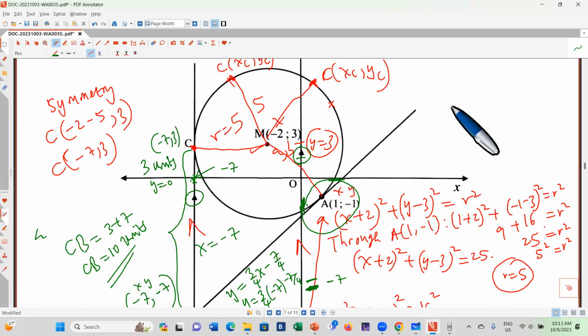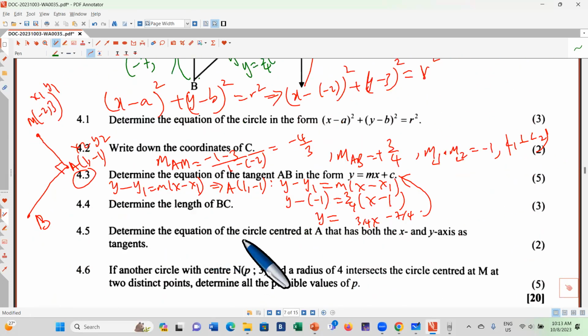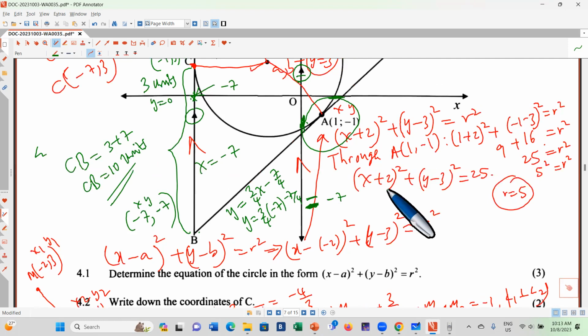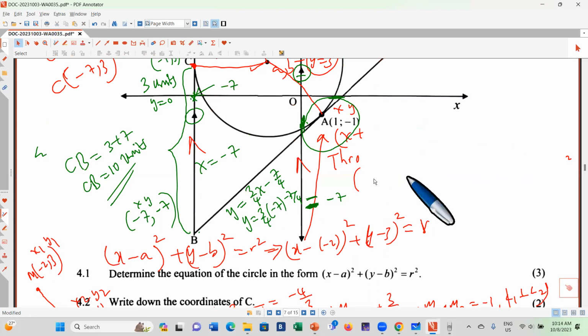So what is the examiner asking us? This small green circle here, and the examiner is saying, determine the equation of the circle centered at A that has both the axes as tangents. How many marks? 2 marks. I'm giving you 2 minutes.